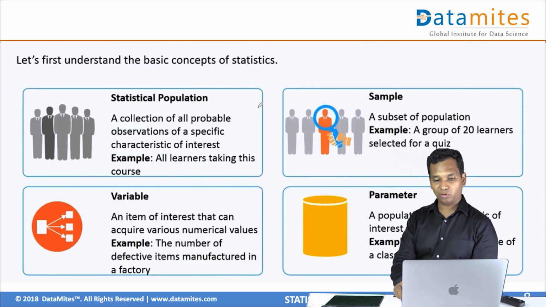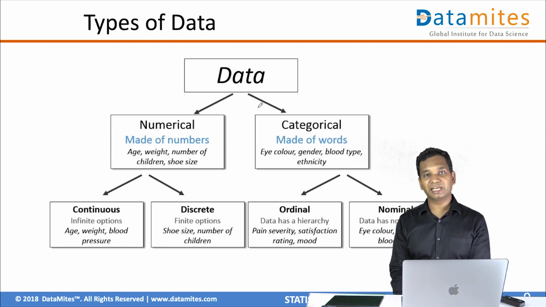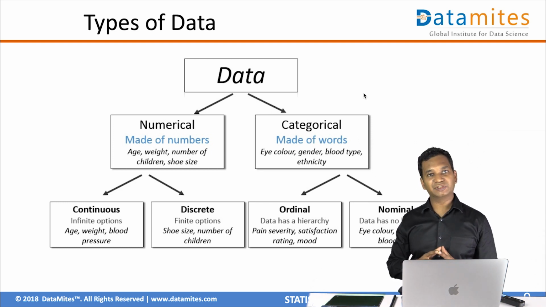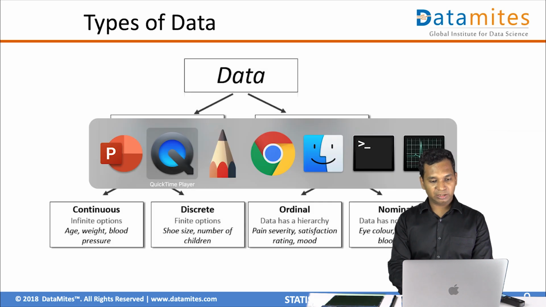Same thing explained in a more graphical way. Okay, this is an important slide. It talks about types of data. There are two types of data broadly, numerical and categorical. So let me take a snap of this one.